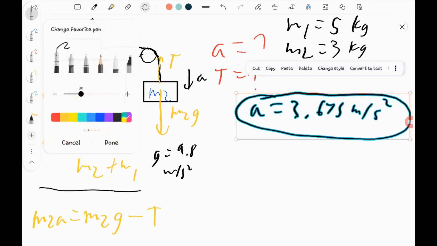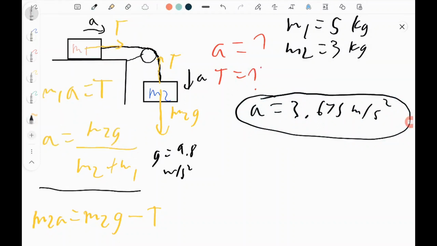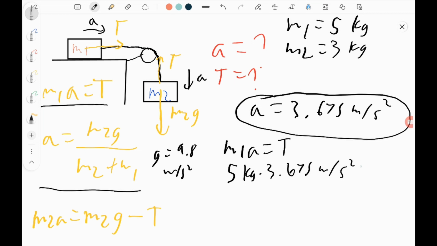So how do we figure out the tension on the system? Well, we can use this equation here to obtain our result. M1A is equal to T. You can also use the bottom one here, but this one would be a lot more difficult as you need to solve for T and do more work. So let's use M1A is equal to the tension. M1 is equal to 5 kilograms times the acceleration, 3.675 meters per second squared, and that's equal to the tension. So we get that the tension is equal to about 18.375 newtons, and that's the answer for our tension.